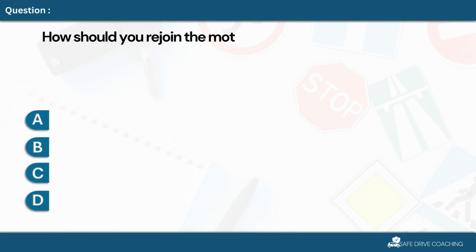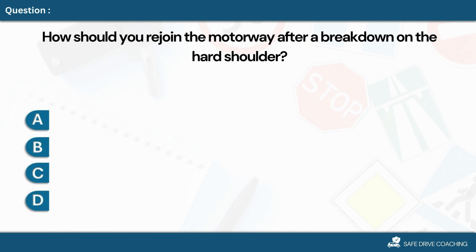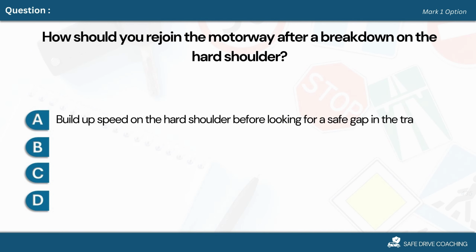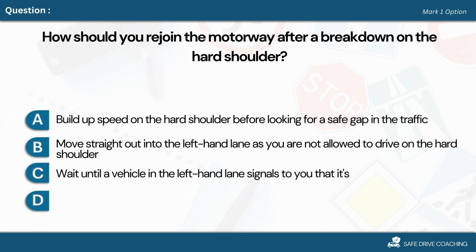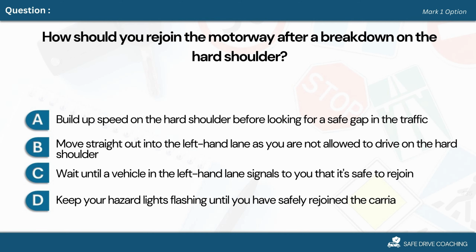How should you rejoin the motorway after a breakdown on the hard shoulder? A. Build up speed on the hard shoulder before looking for a safe gap in the traffic. B. Move straight out into the left-hand lane as you are not allowed to drive on the hard shoulder. C. Wait until a vehicle in the left-hand lane signals to you that it's safe to rejoin. D. Keep your hazard lights flashing until you have safely rejoined the carriageway.